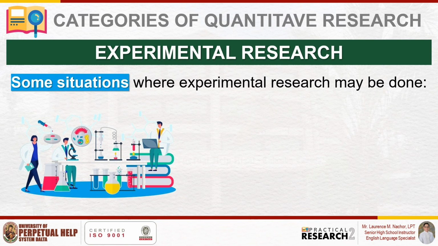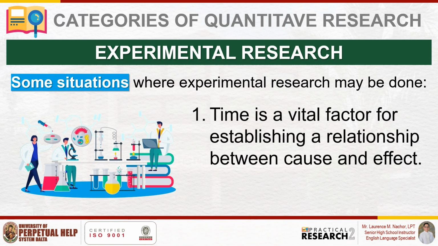So this time, I'm presenting some situations where experimental research may be done. The first one is that time is a vital factor for establishing a relationship between cause and effect. This method is best when time is crucial, behavior is consistent, and a strong cause-effect relationship is desired.